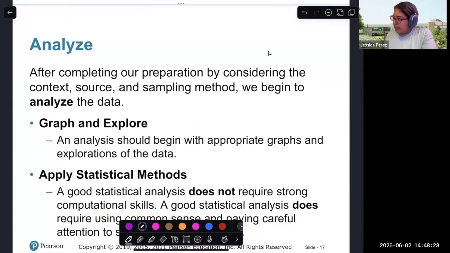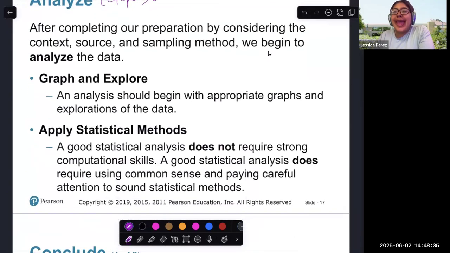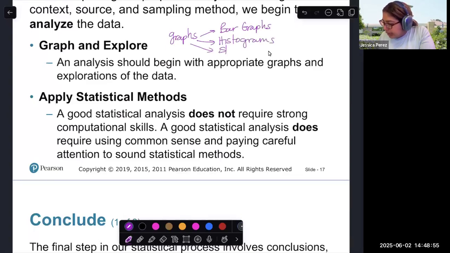Now, here you're in step 2. After completing your preparation, by looking at the context, the source, and the sampling method, we begin to analyze the data. How do we analyze the data? Well, we graph and explore. We can do graphs such as a bar graph, histogram, dotplot, and more. These are just some that we're going to learn this semester.